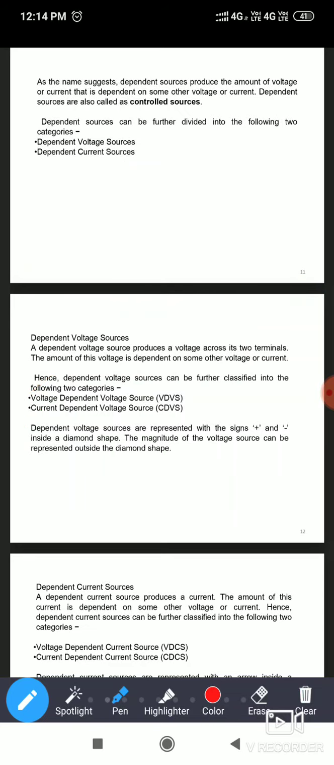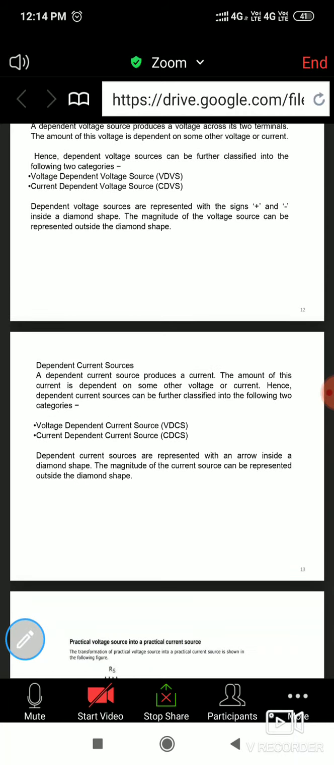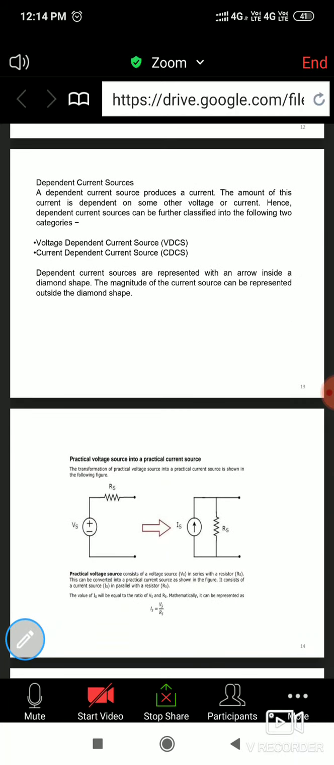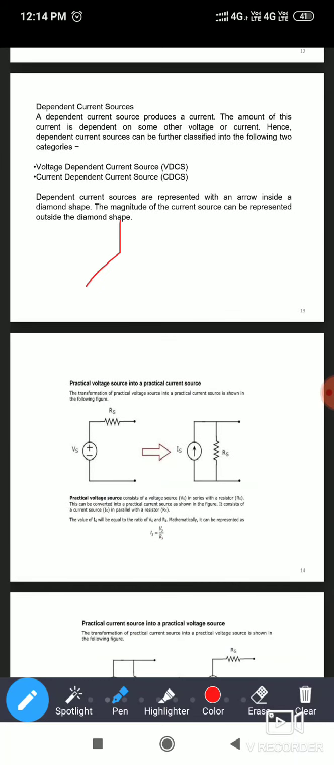ओके, नाउ नेक्स्ट वन, similarly current source. So dependent current source, here too we are going to use the diamond shape. Diamond shape means what, dependent source, remember it. If it is plus minus, then it is a voltage source. If it is the direction of an arrow, then it is current. Okay, now these are the dependent current sources.